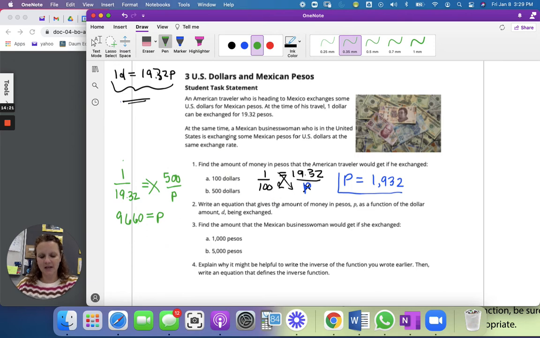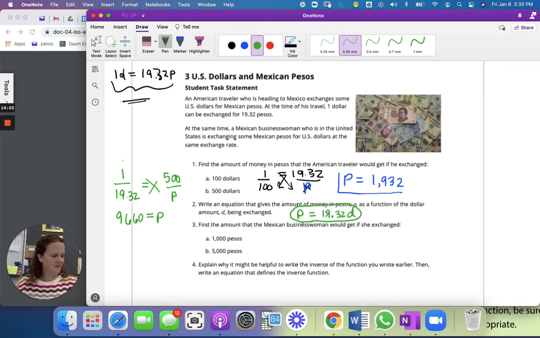Write an equation that gives the amount of money in pesos as a function of the dollar. So here we have pesos equals 19.32 times your dollar amount. Okay, each dollar times 19.32. So $1 times 19.32 is 19.32 pesos. $2 would be double that. $3 would be triple it. 100 would be times 100. All right, so find the amount.